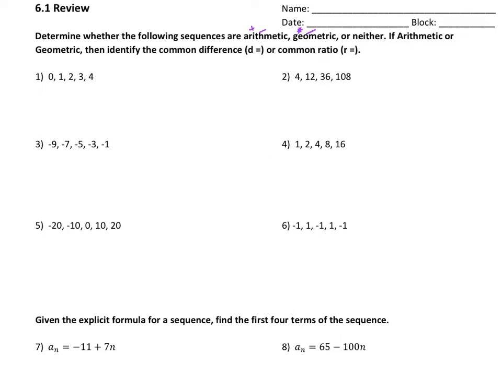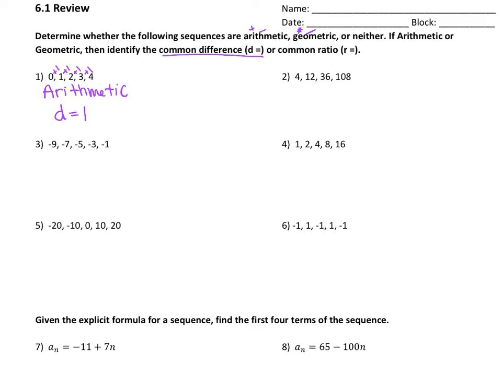Number 1 goes 0 to 1, 1 to 2, 2 to 3, 3 to 4. So I'm adding 1 each time. So since I'm adding a common number, this is an arithmetic sequence. And then they want me to state my common difference, so say what D equals. So D equals positive 1, because that's what I added each time.